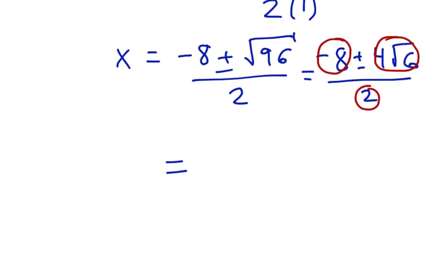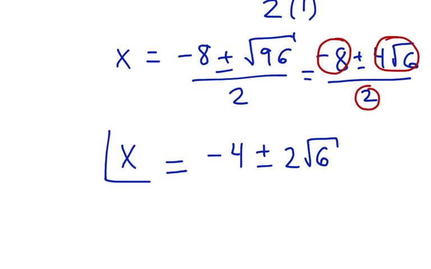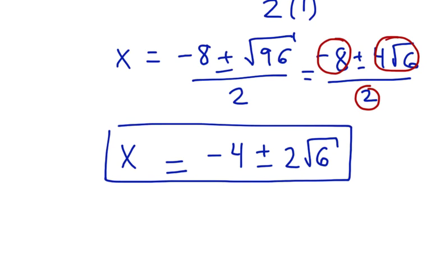Negative 8 divided by 2 would be a negative 4. A 4 divided by 2 would be a 2 out front of the radical. And for the denominator we had 2, we divided by 2, so we're just dividing by 1. It's unnecessary to write that out. Therefore, there's our final result.